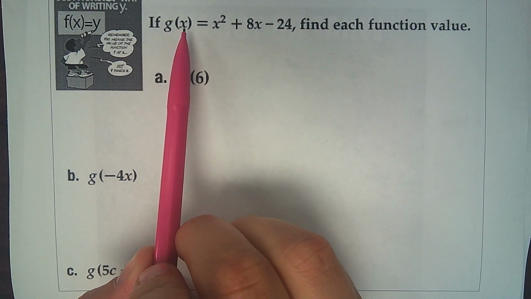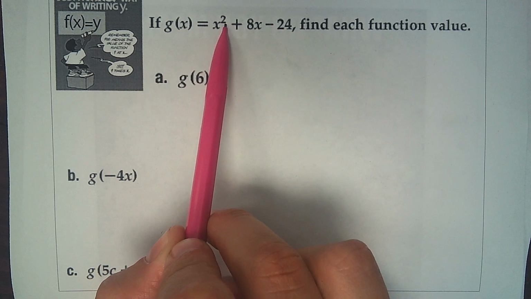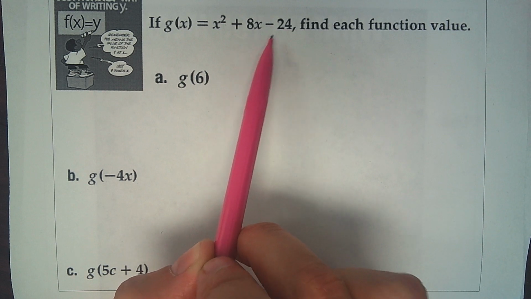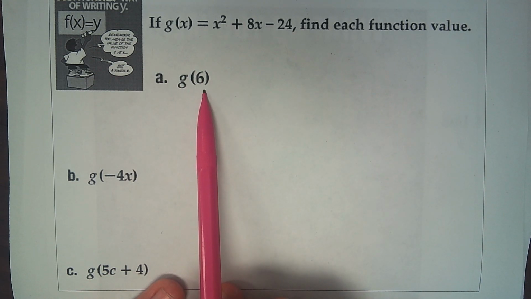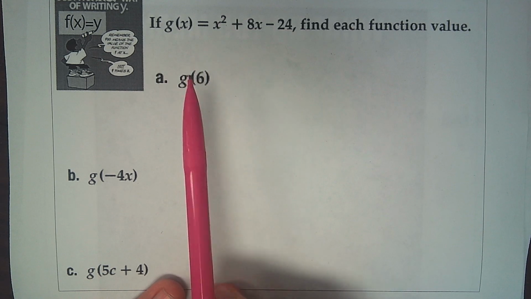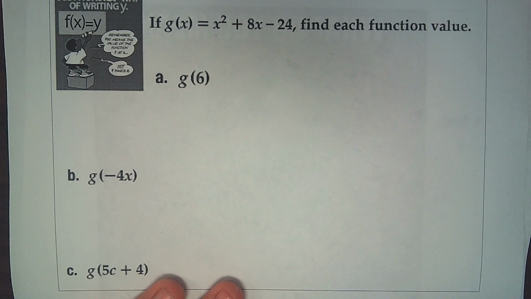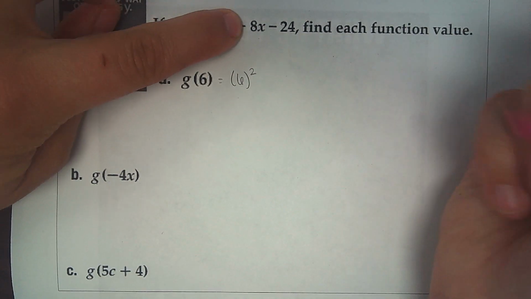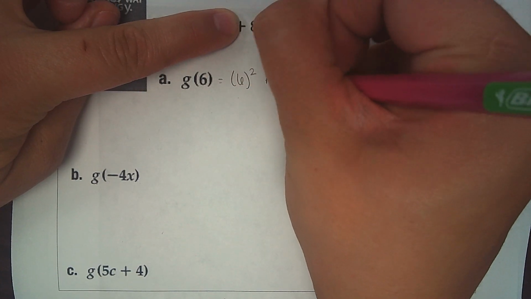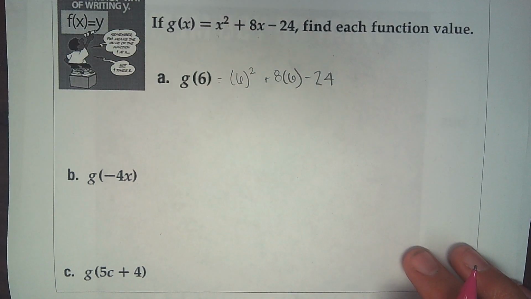We're doing g of x, so this is function g, is equal to our input squared plus 8 times our input minus 24, and we want to find each of these values. The first one I want to find is g of 6. So my new input is going to be 6. Every time I see an x up here, I'm going to input a 6 for that. This is going to end up being 6 squared plus 8 times 6 minus 24.